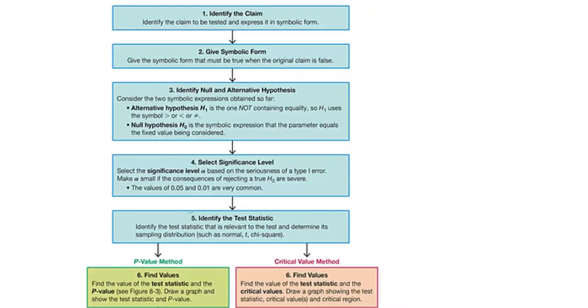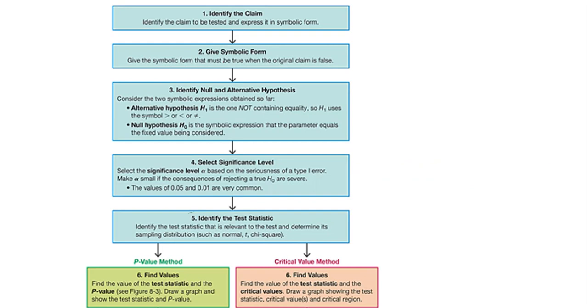So a quick recall, we had the first step where we identified the claim. Step 2 gave a symbolic form, the mathematical notation. Step 3, we found H0 and H1, null and alternative hypotheses. Step 4 was to select the significance level, the alpha value. If it's given in the problem, we'll use that. If not, we will use 0.05, the 5% level.